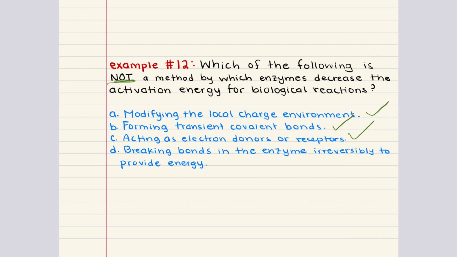This is not correct. It suggests that enzymes break their own bonds irreversibly. That would destroy the enzyme itself. If you remember, enzymes are catalysts. They're supposed to be reusable, not sacrificed in the process. So D is not a valid mechanism, and it's going to be the correct answer here. 12 is D.